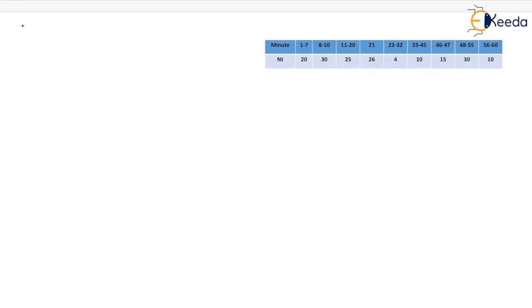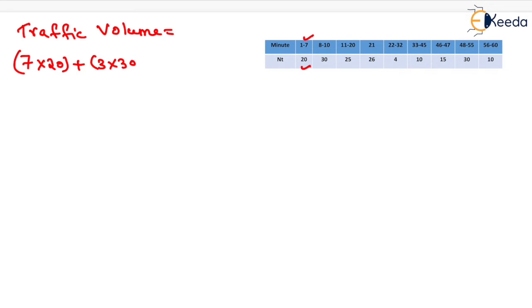Now first of all we will calculate the total traffic volume. It will be equal to the number of minutes into the number of vehicles. So from 1 to 7 minutes there will be 7 minutes, so 7 into 20. Similarly from 8 to 10 there will be 3 minutes, so 3 into 30. From 11 to 20 it will be 10 minutes, so 10 into 25. From 21 it will be only 1 minute, so 1 into 26.